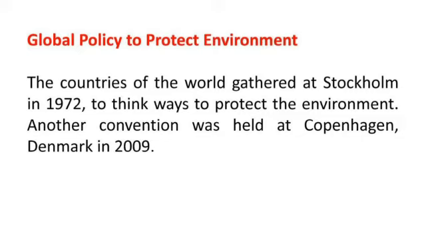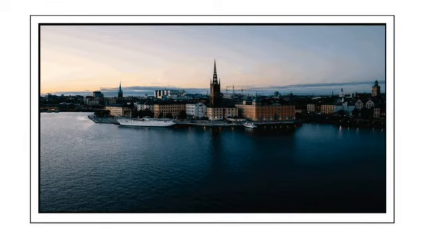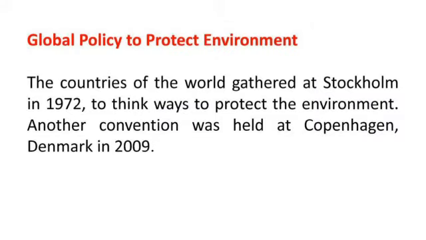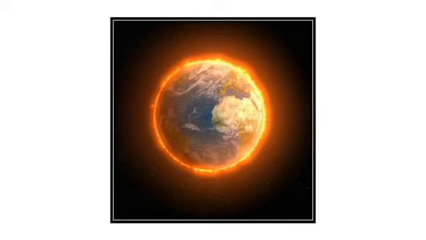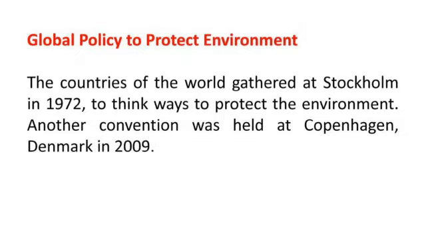Now in the next topic, I'll be discussing the global policy to protect the environment. So the countries of the world gathered at Stockholm in 1972. Basically, in order to bring a solution to global warming, since it is a global problem, different countries of the world decided to meet and have a discussion on global warming, find out the reasons, and fight against it. So the countries of the world gathered at Stockholm in 1972 to think of ways to protect the environment.